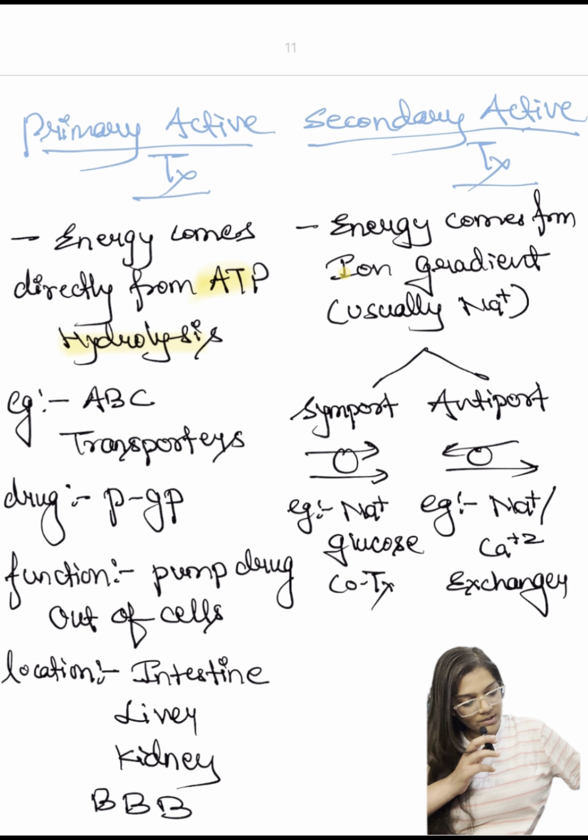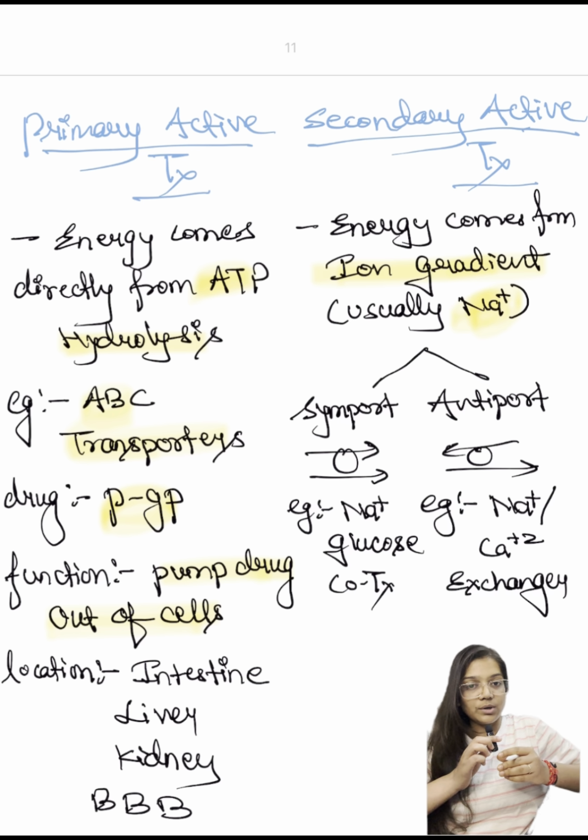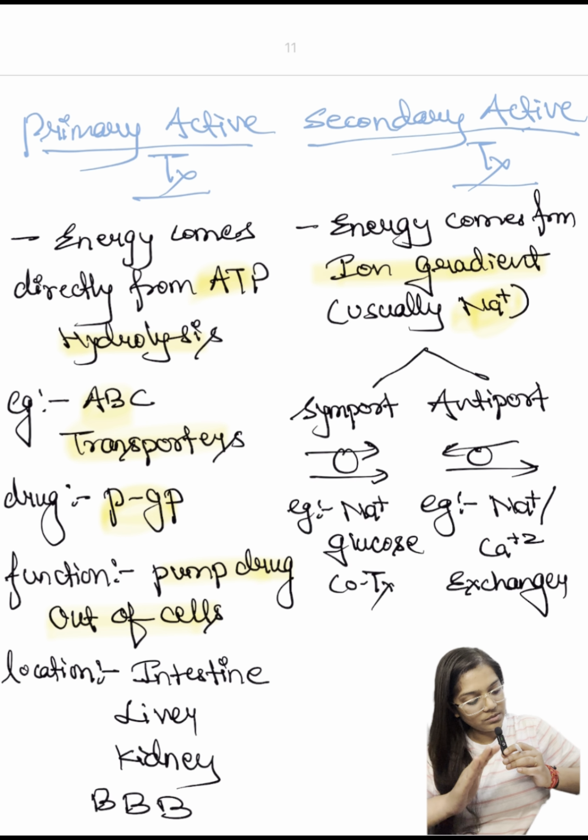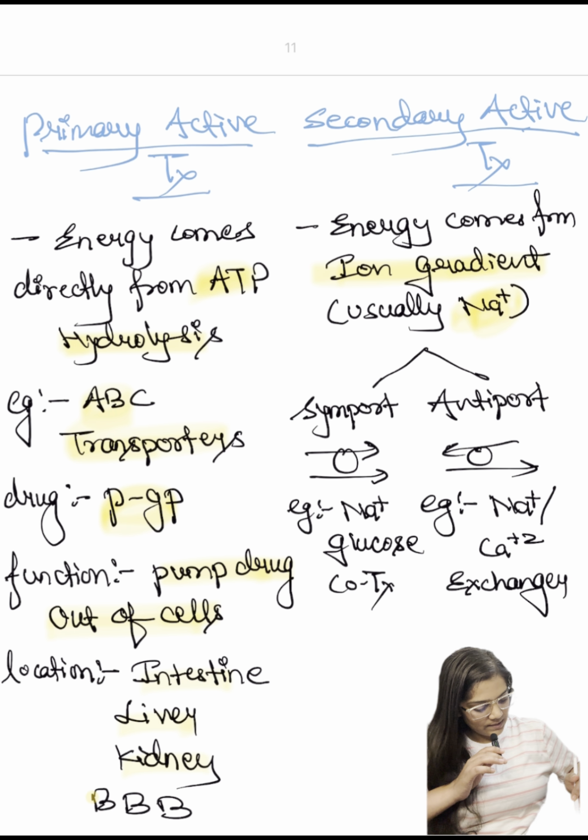And in secondary active transport, the energy comes from an ion gradient, usually the sodium ion gradient across the cell membrane. Primary active transport example is ABC transporters, and the drug is P-glycoprotein. Function is to pump the drug out of the cell. If the drug is not required by the cell, we can pump the drug out of the cell through the ABC transporter. The location is intestine, liver, kidney, and blood-brain barrier.